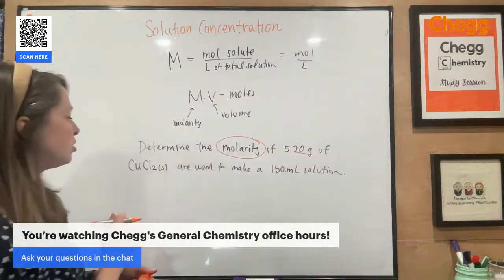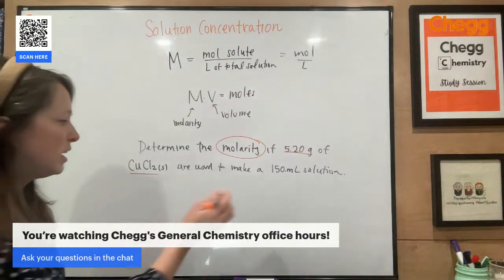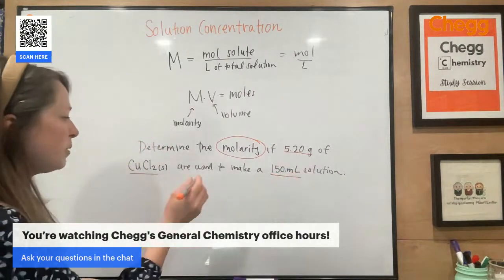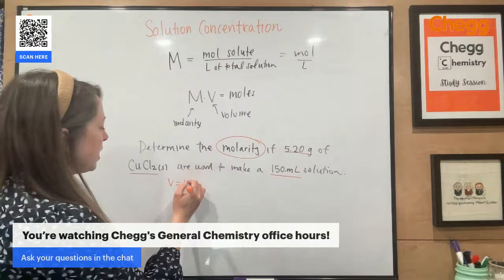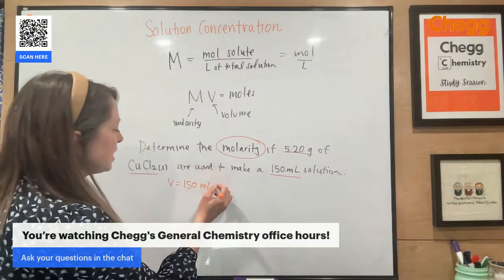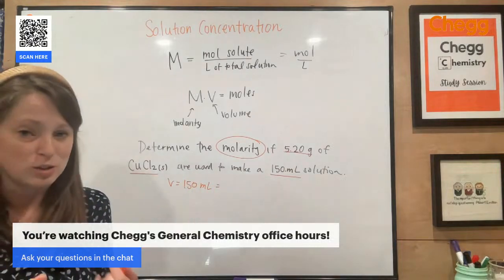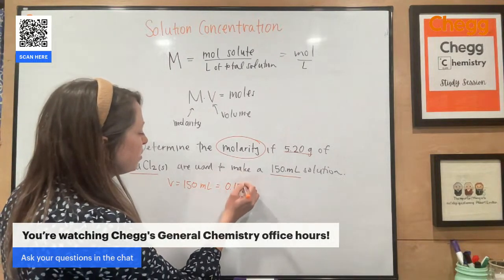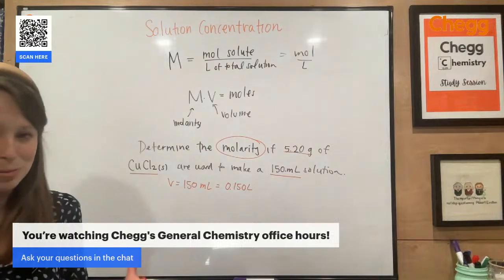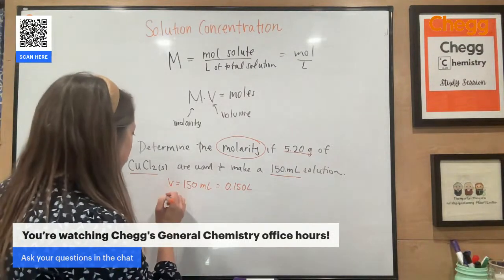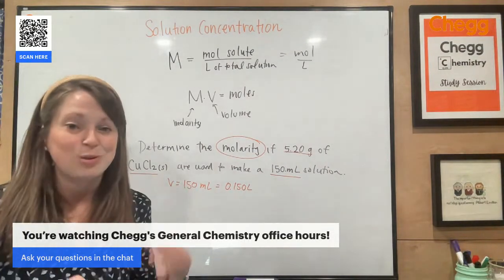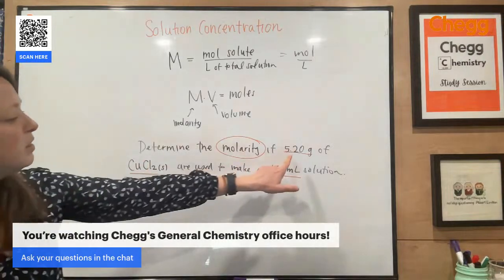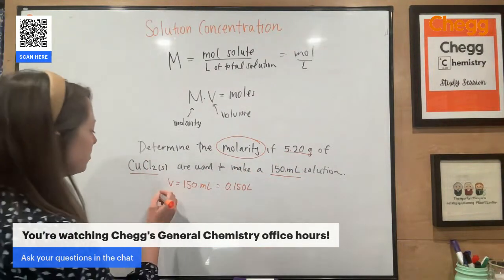I have 5.20 grams of copper 2 chloride and I have my volume. I know my volume is 150 milliliters. I have to change that into liters first, so I'm going to divide by 1,000. That becomes 0.150 liters. That is my volume, ready to go. Do I have my moles of solute? No. So you have to quickly convert your mass into moles.